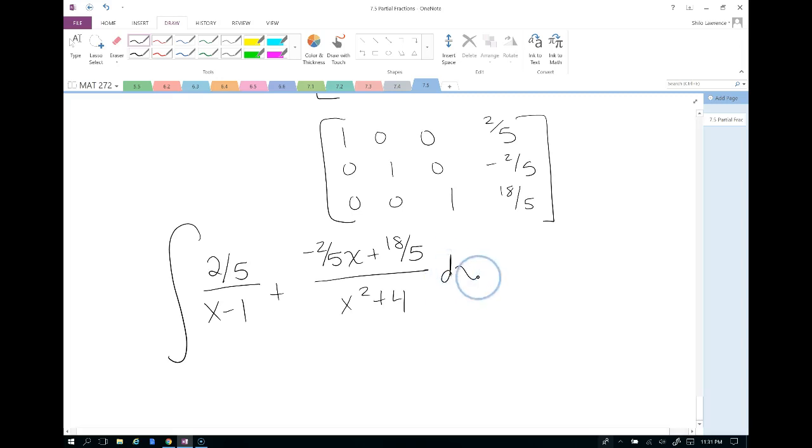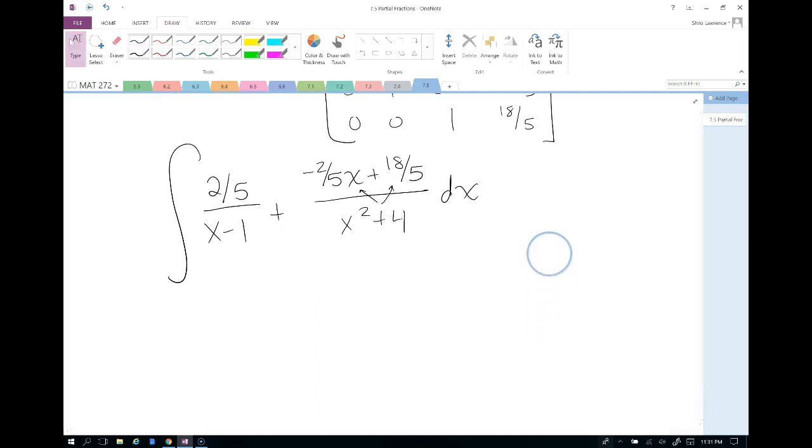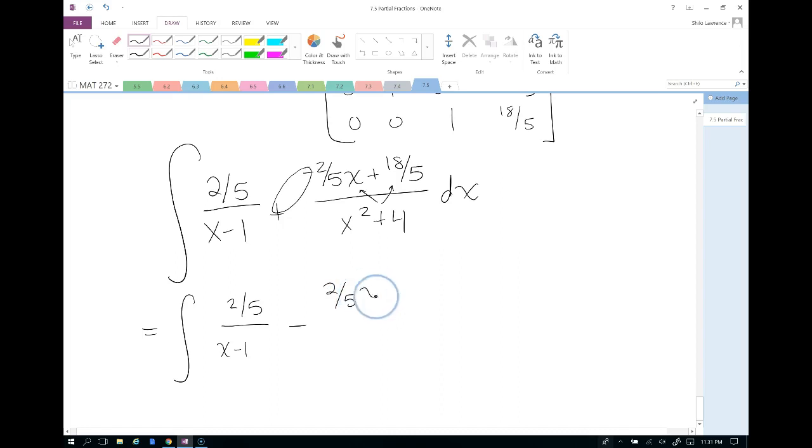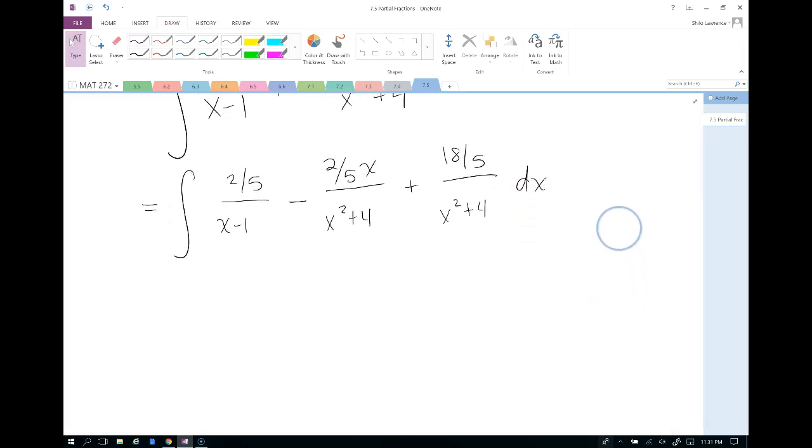Now I did say earlier that when we had those irreducible quadratics, we're actually going to want to split them apart. So we're really going to have 3 fractions here. 2 fifths over x minus 1, and I'm going to change that to subtraction for this one, minus 2 fifths x over x squared plus 4, and then plus 18 fifths over x squared plus 4. And now this one's going to be even easier, because the one with the linear denominator is going to turn into a log.